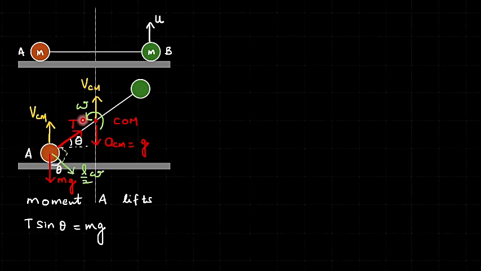The moment it has just lifted, the tension is internal and cancels, and the only force remaining is mg. So the acceleration of the center of mass is F external over total mass, 2mg by 2m, that is g. The acceleration of the center of mass from this moment onwards would become g. Before that it would have been less than g because there was some normal also.